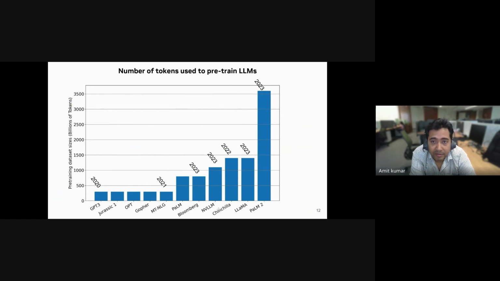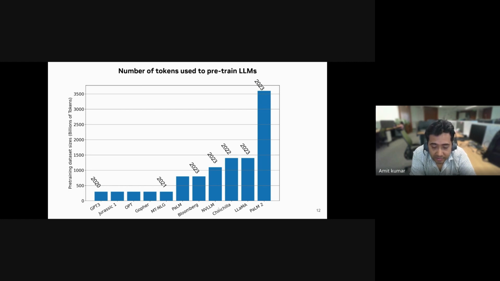So, the number of tokens used to pre-train. When I say pre-train, it means that you are training models from scratch. What scratch means is that your weights are random, right? Now, pre-training models from GPT-3 to PaLM 2 or Llama, you see this going from 600 billion to 1.4 trillion, 1.3 trillion tokens, right?